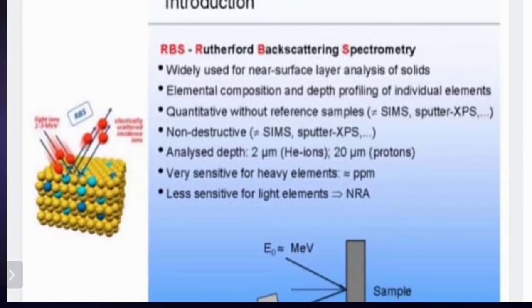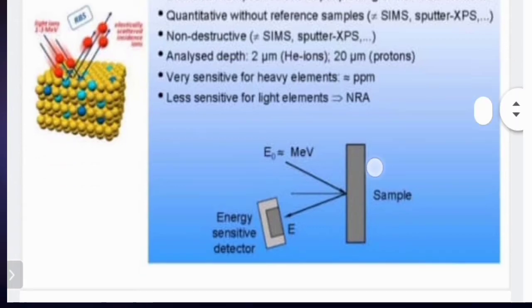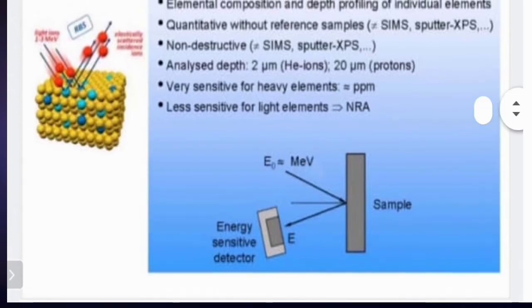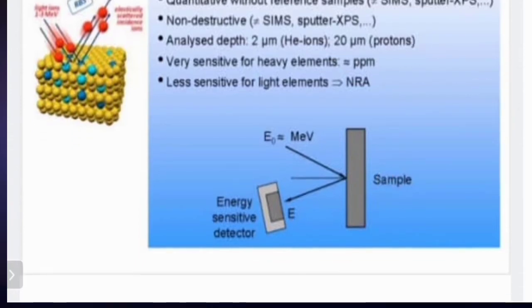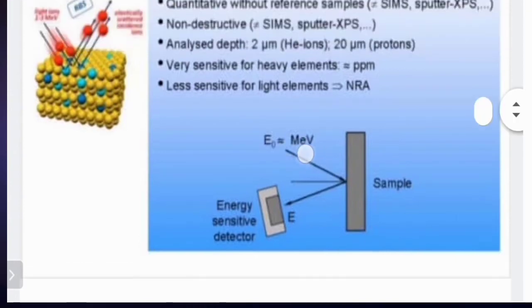As the name suggests, backscattering, so a scattering phenomenon must occur. First of all, we will see the principle of this technique. This technique basically involves the scattering of primary radiations from the solid sample, and more specifically we are mainly focusing on the backscattering of radiations. So suppose we incident radiations having energy E0 on the solid sample.